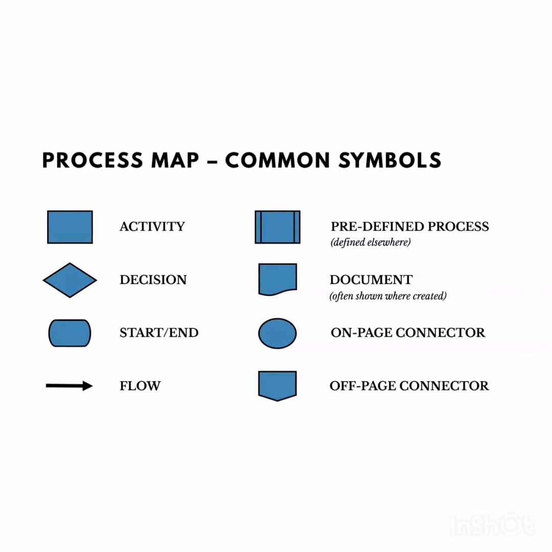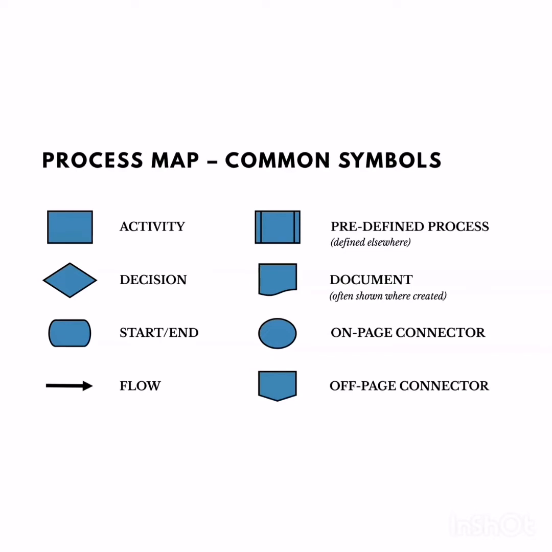Now the symbol in the top right is a predefined process. So let's say we draw out our process map, and we have a sub-process that's been included, or maybe a series of steps that may not fit on the diagram or may not make sense to include. It's a process that's defined somewhere else, a predefined process or a sub-process. And the funny-looking symbol right below that is a document. We could show that when a document gets created in a process or updated perhaps.